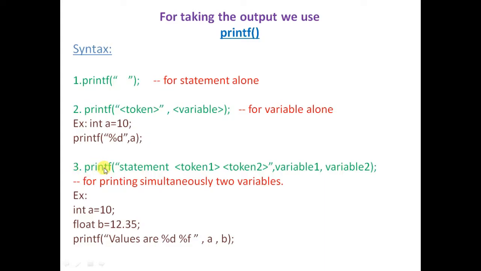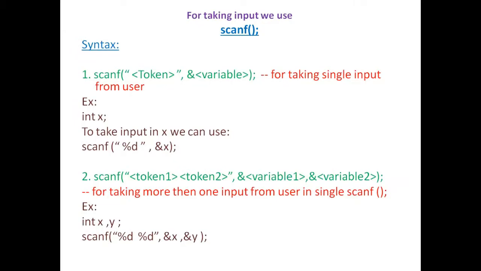Similarly, in this print function, you can print the statement as well as the variable values simultaneously. Here are two examples for that. You can just directly use it in your program, and that will make it very clear how the print function can output your variables. Now, for the input process, we will use the scanf function.